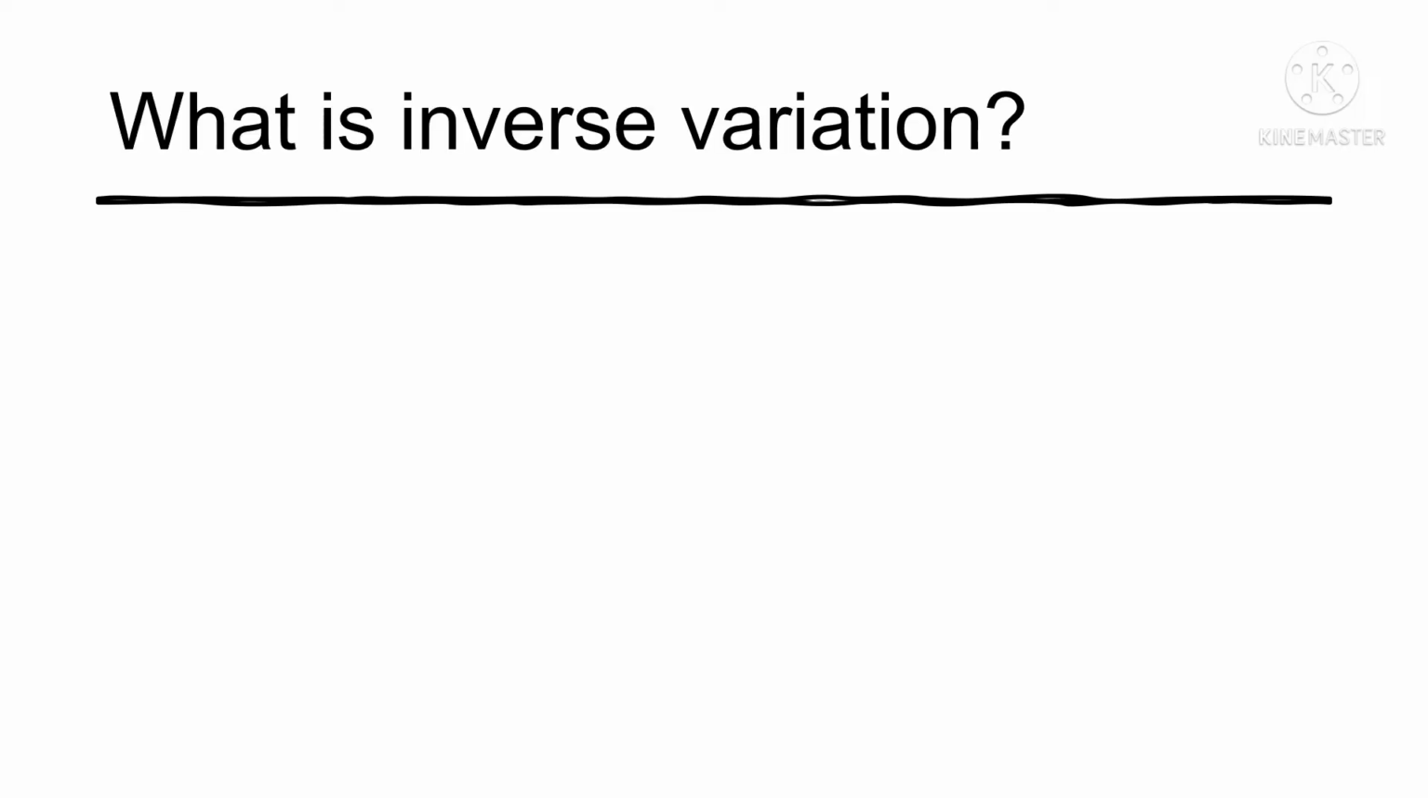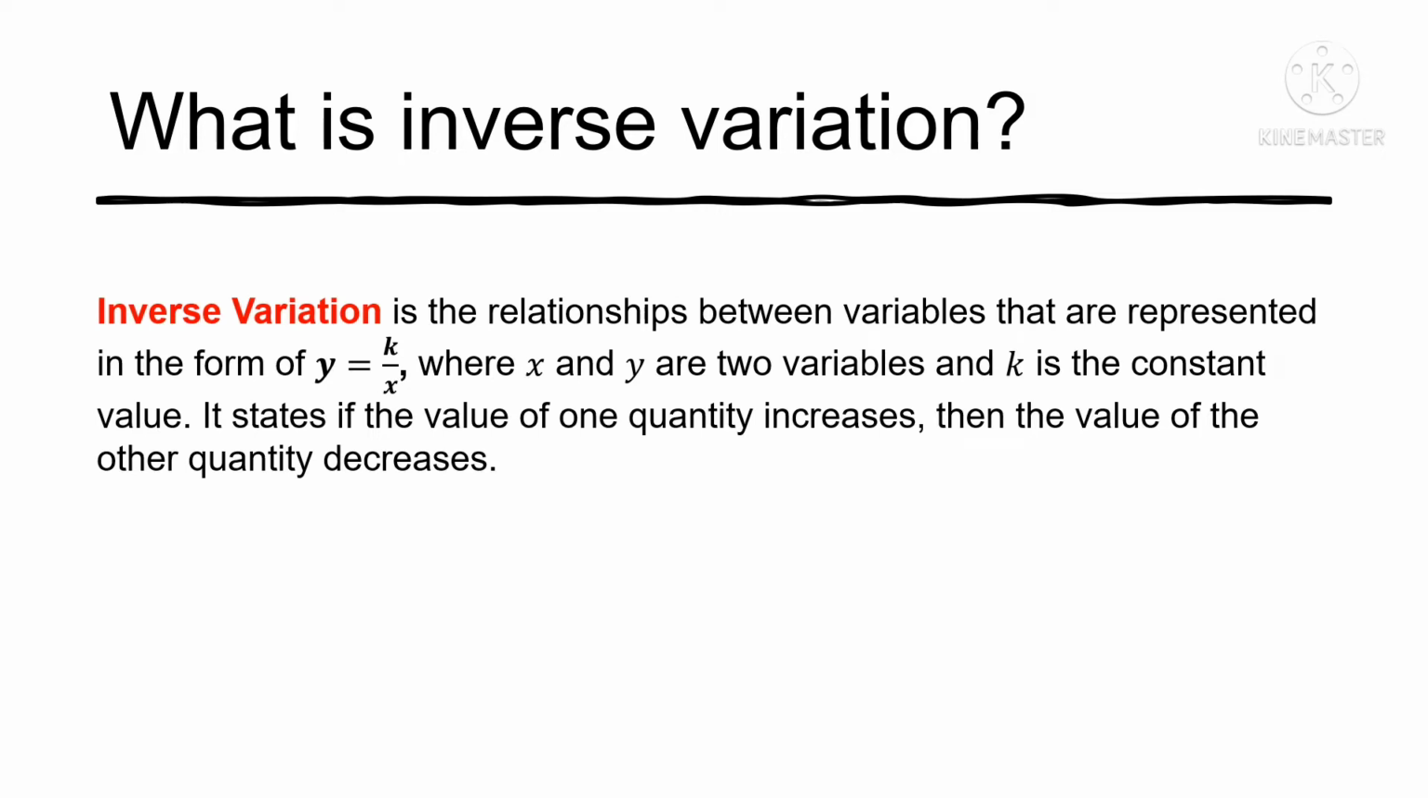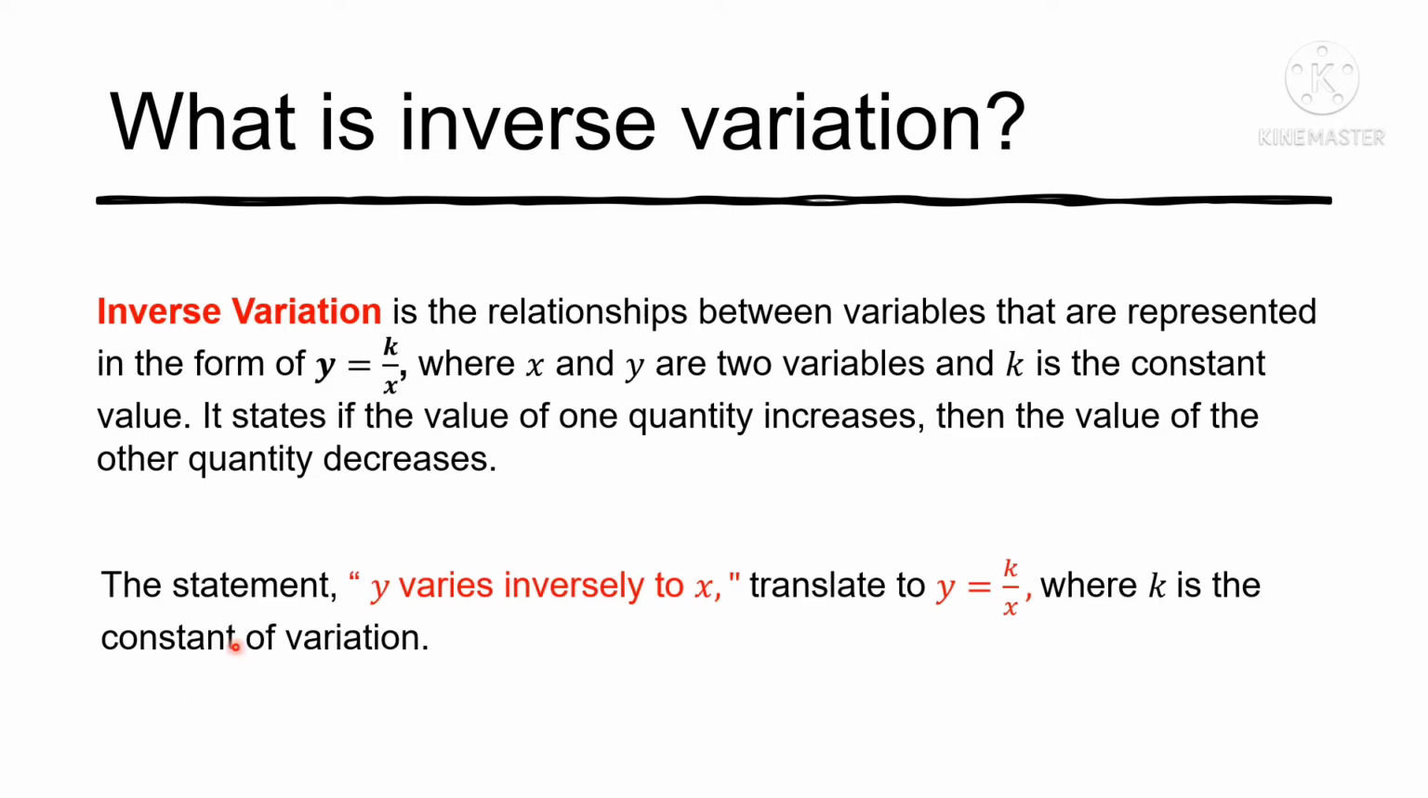What is inverse variation? Inverse variation is the relationship between variables that are represented in the form of y equals k over x, where x and y are two variables and k is the constant value. It states that if the value of one quantity increases, then the value of the other quantity decreases. So the statement y varies inversely to x translates to y equals k over x, where k is the constant of variation.